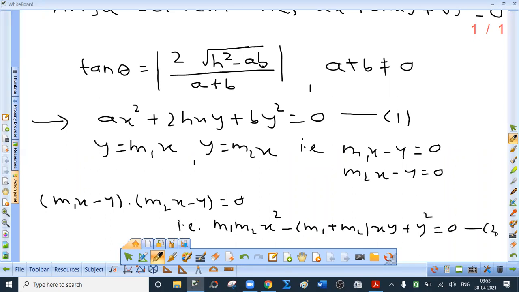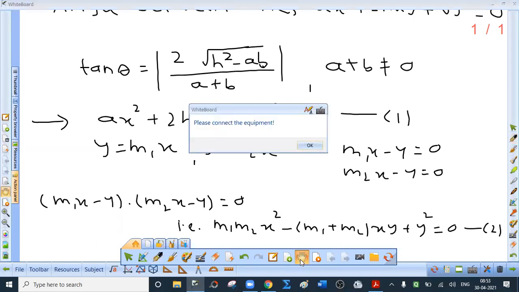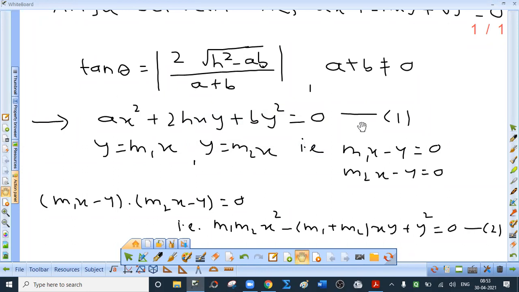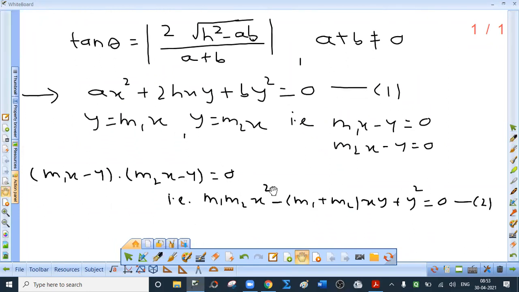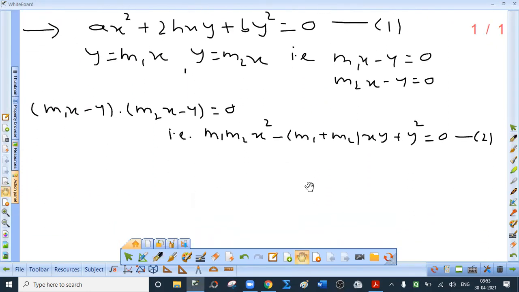This is equation 2. Now note that 1 and 2 represent the same pair of lines. Why? Because I have started with let m1, m2 be the slopes of the lines given by this equation, right? And this is in fact the joint equation. So these are the separate lines, and again this is the joint equation. Now if two equations represent the same thing, then their coefficients are, don't say equal, their coefficients are comparable. Therefore, I write that 1 and 2 represent the same two lines.